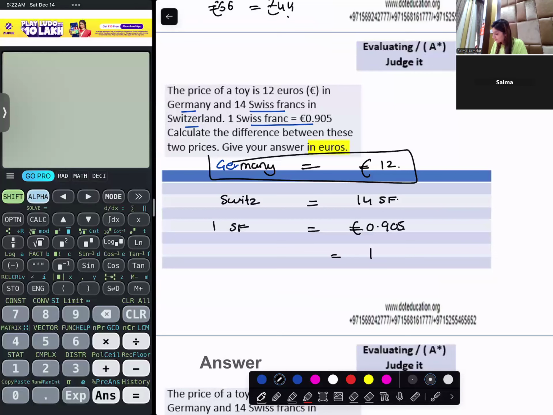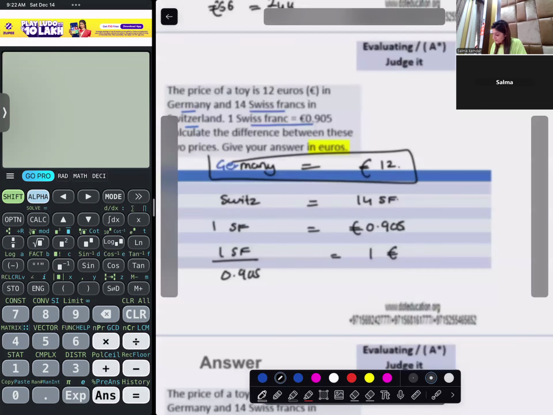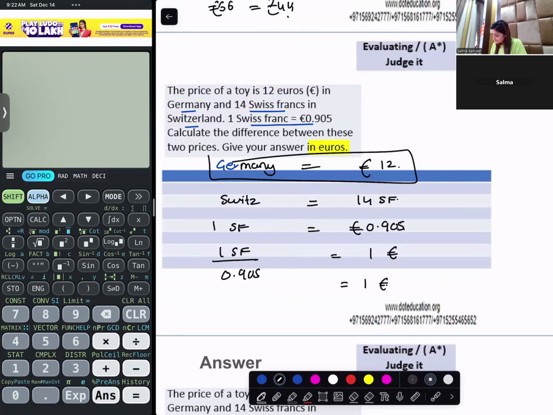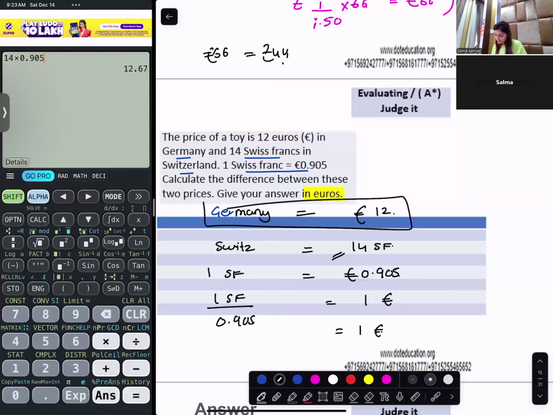So 1 euro would be 1 Swiss franc over 0.905. Okay. And so 1 euro is equal to, in Switzerland, it is 14 Swiss franc. It is very simple over here.